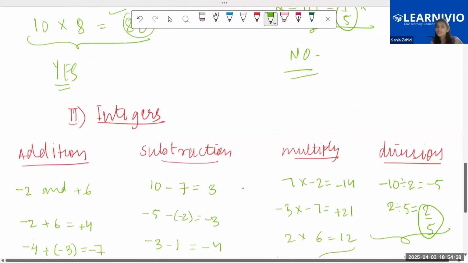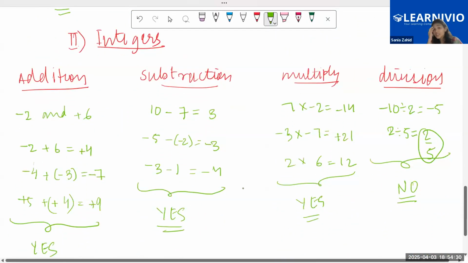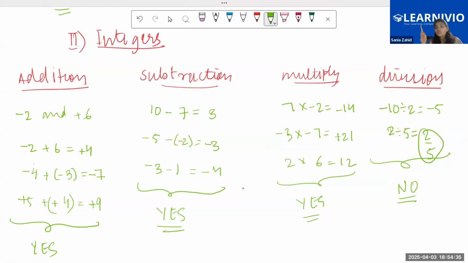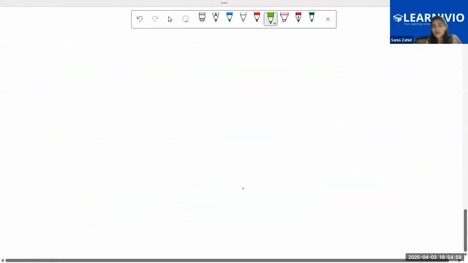Okay, then we came to integers. For integers, what is our law? The closure law states that if you have two integers, the answer should be an integer only, whether you are adding, subtracting, multiplying or dividing. Whatever you are doing, your answer should be an integer only. So we studied that for addition, subtraction and multiplication, integers follow the closure law, but for division they do not. Clear till here? Yes, ma'am. Any doubts you have, Pavan? No, ma'am.